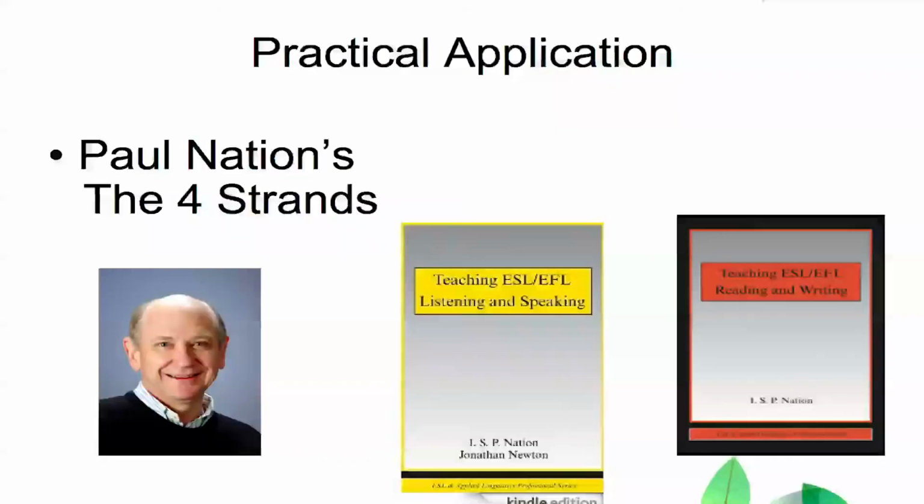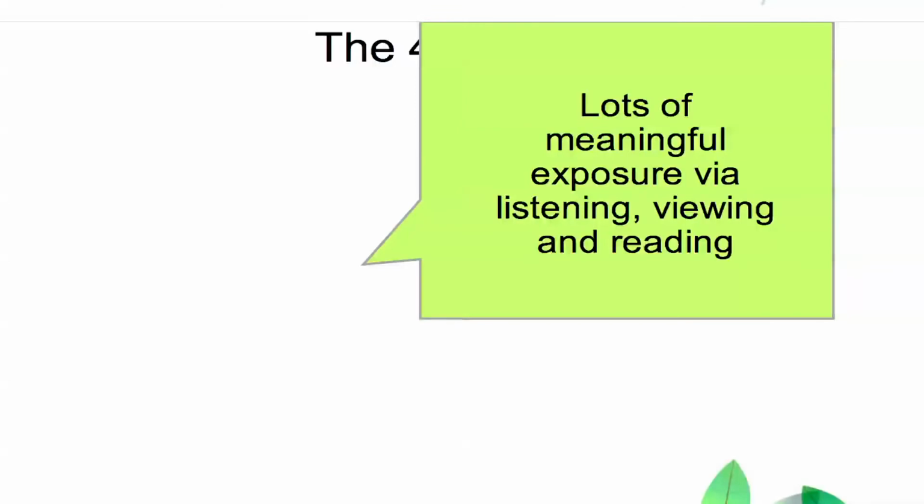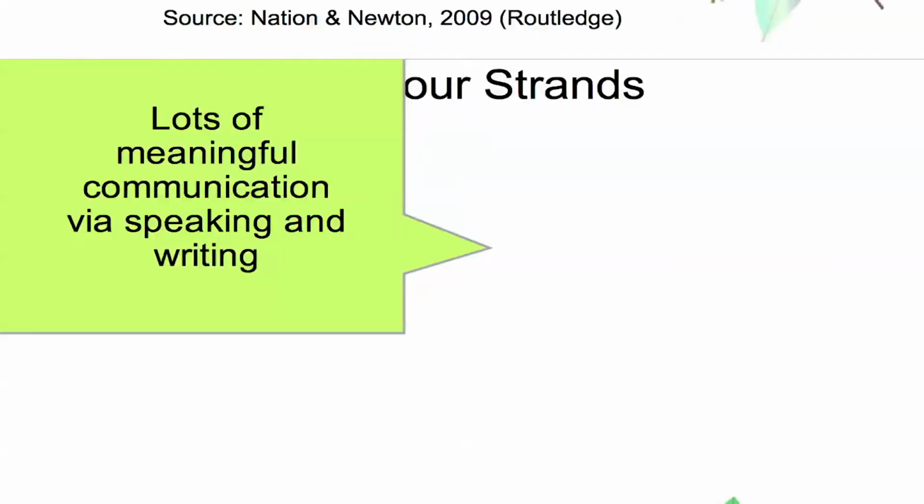Finally, practical applications. What I like about Paul Nation is he is very practical, he is very sensible, and he knows how to write and explain difficult concepts into simple ideas. He has come up with what is known as the four strands of a language program, like this. In any successful language program, you need to have these four components running together. Number 1 is known as the meaning-focused input. This is basically this: lots of meaningful exposure via listening, viewing, and reading. Number 2, lots of meaningful communication via speaking and writing.